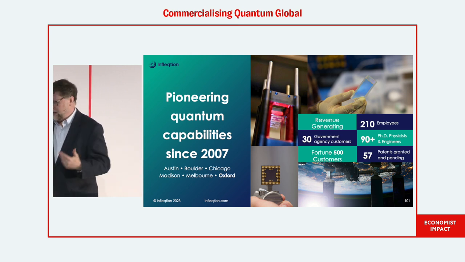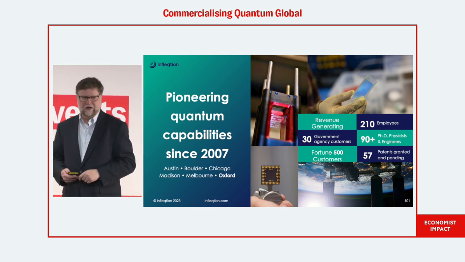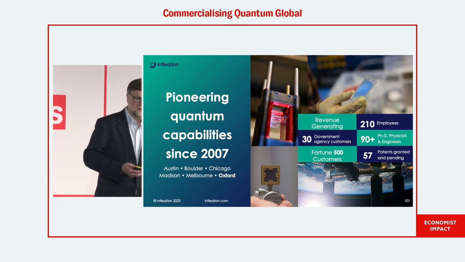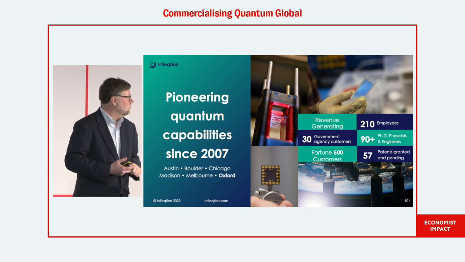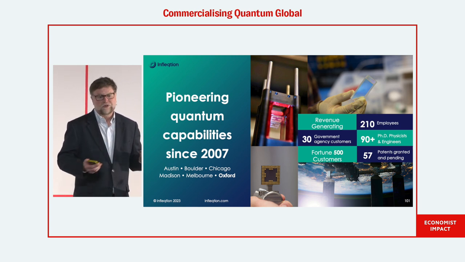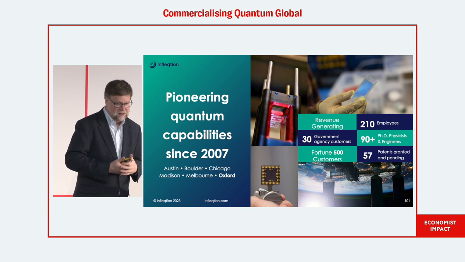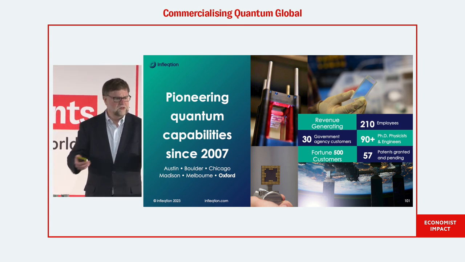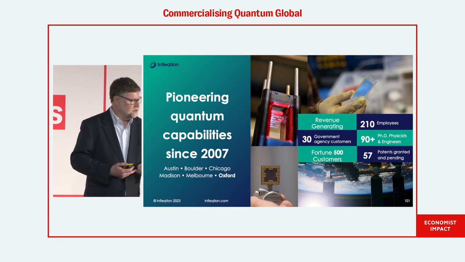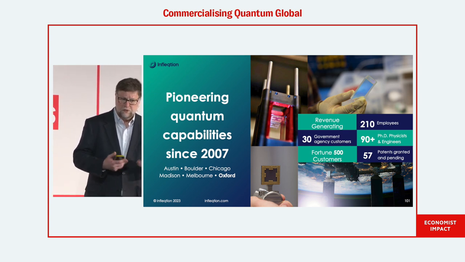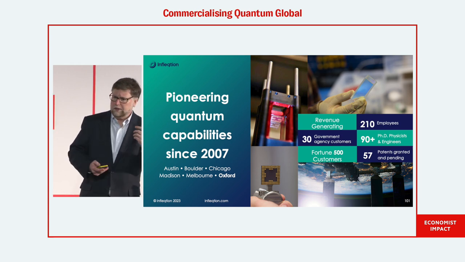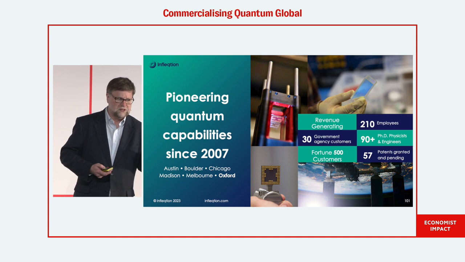After many years at IBM, I now work for Infleqtion. It's a small company based in Colorado, though with offices in Oxford, Australia, and a few other places. It is not a startup, it's been around since 2007. A lot of the income through the years has been working with governments and others, though we did close a Series B, $110 million in November.